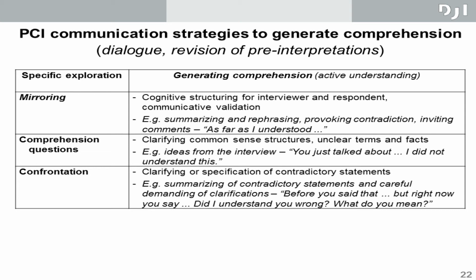You can also ask comprehension questions that clarify things, and you can also do something that has to be done very carefully because it's a delicate strategy, and you can also use confrontations. If there is contradiction in the account, you can also try to figure out together with the respondent which of the two things that contradict each other are actually valid and which are not.